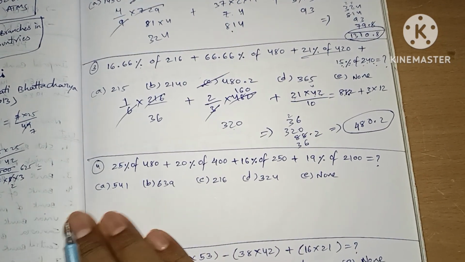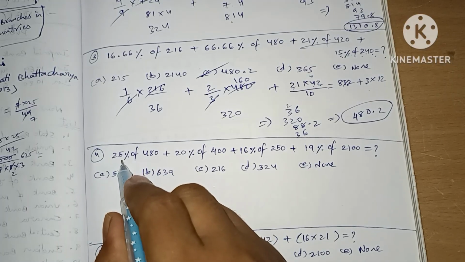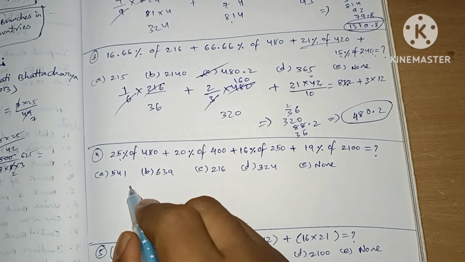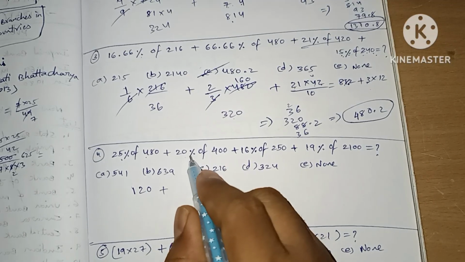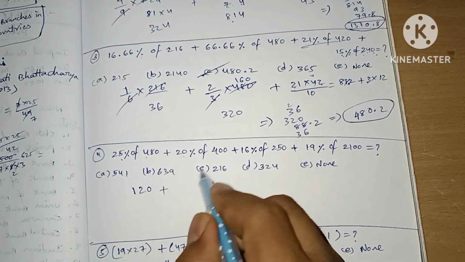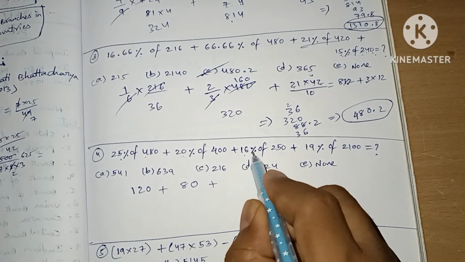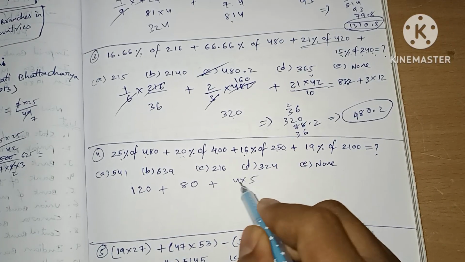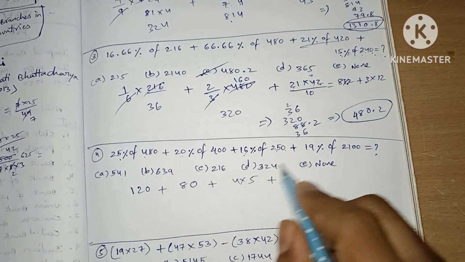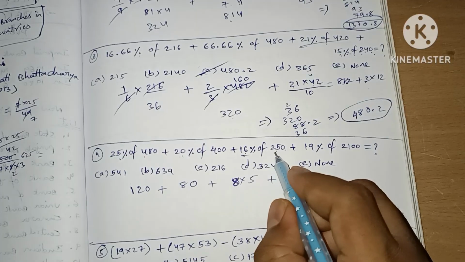Next, fourth question. 25% of 480, which is 25% means one fourth. One fourth of 480 will be 120. We have 20% of 400. So we have 20 into 4 will be 80, plus 16% of 250. Percentage 2 multiple, single zero and 5 multiple. 2 × 8 is 16, and 5 times.